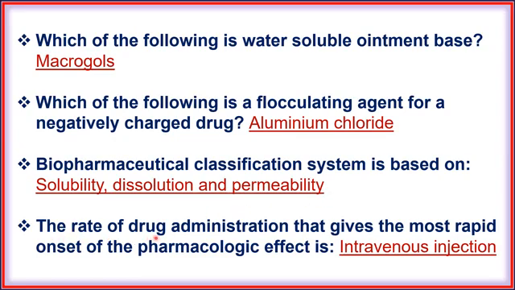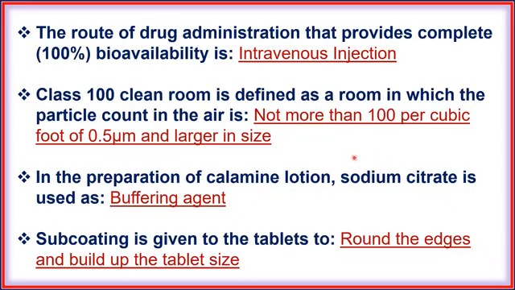Next, the route of drug administration that gives the most rapid onset of pharmacologic effect is intravenous injection. Next, the route of drug administration that provides complete bioavailability is intravenous injection. Next, class 100 clean room is defined as a room in which the particle count in the air is not more than 100 per cubic foot of 0.5 micrometer and larger in size.